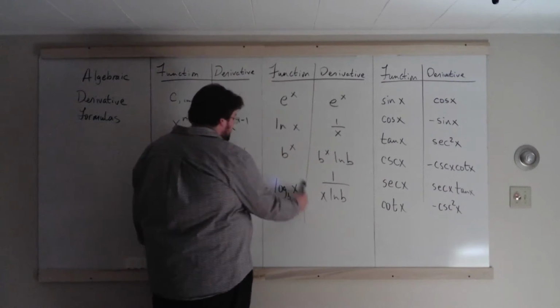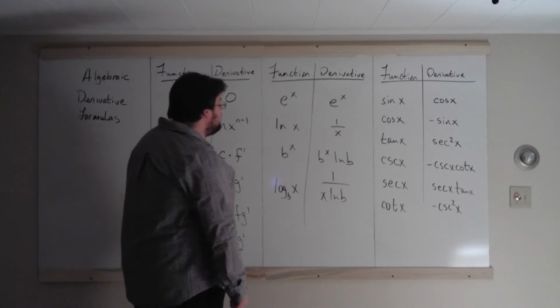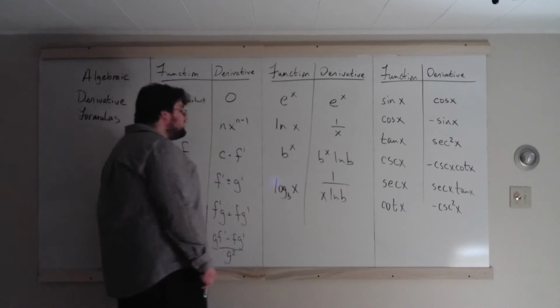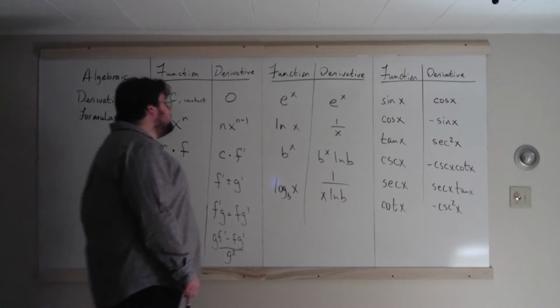Derivative of a logarithm function with a base other than e is 1 over x times the natural log of that base.